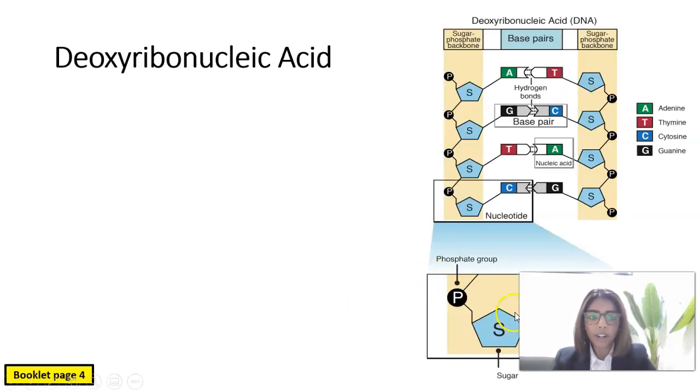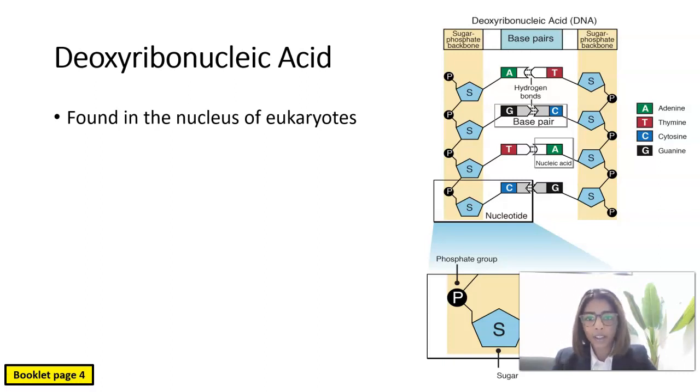Okay, so we're going to start by looking at what DNA actually is, and you will need to complete notes on page 4 of your booklet as we go. First of all, DNA is found in the nucleus of eukaryotes, so that's eukaryotic cells. Humans have eukaryotic cells, if you remember, and that simply means that our cells have organelles which are encased in a membrane.